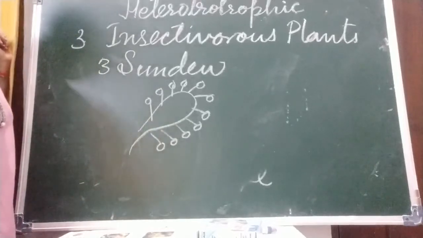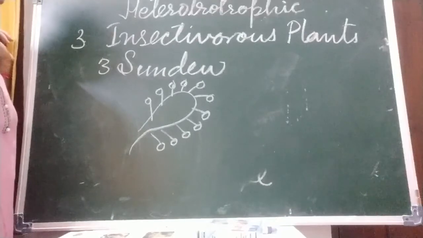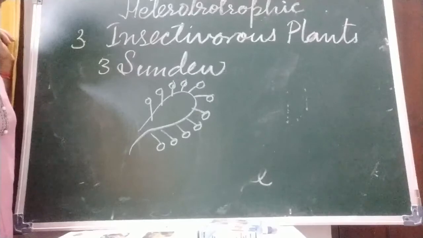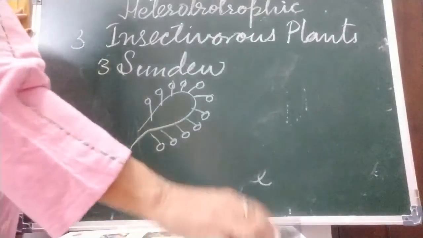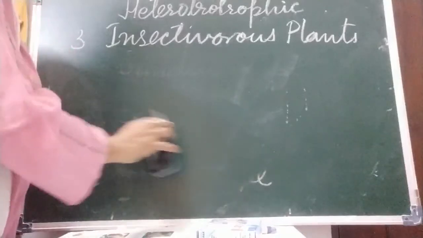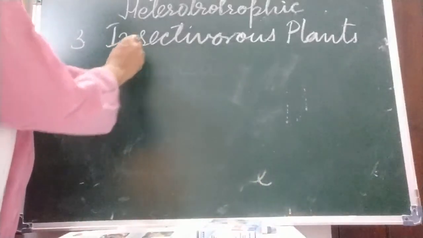The leaves of the sundew plants have long, thin structures called tentacles, which have drops of a sticky substance called mucilage at their ends. Once an insect touches the tentacle, it gets stuck in the mucilage and is unable to escape. It is then digested. Next insectivorous plant is bladderwort.